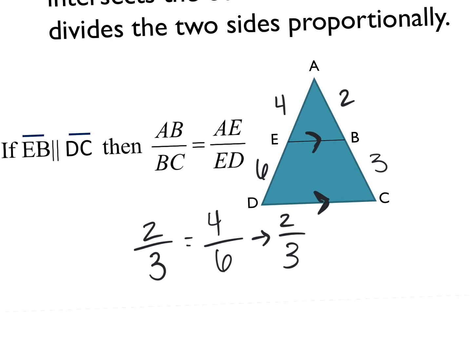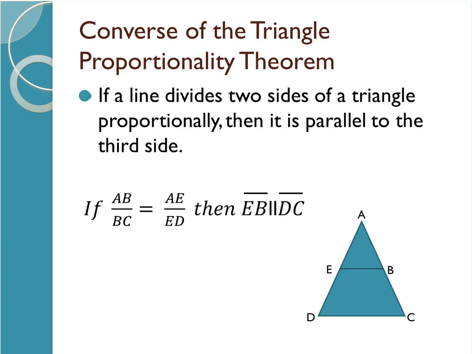Now, it also works in reverse, okay? So the converse of the triangle proportionality theorem says, if you have that proportion, right, AB over BC equals AE over BD, then you're concluding the following. You can conclude that those two segments are parallel to one another. So I would put those parallel markings in red so you can see that that's your conclusion now for the converse, okay? If that proportionality holds, then we know that the lines are parallel.